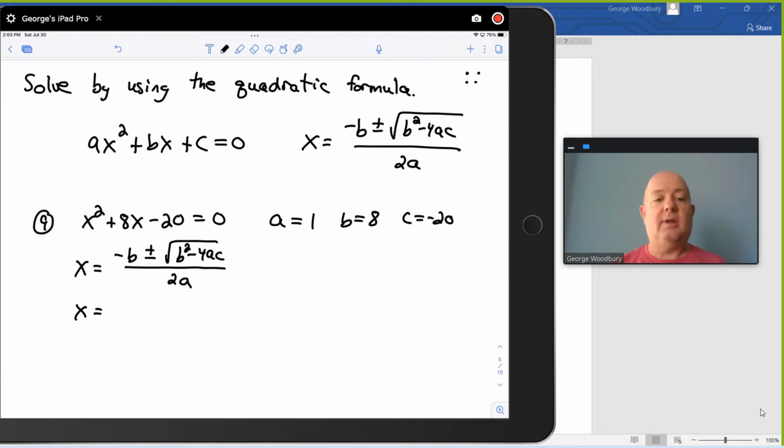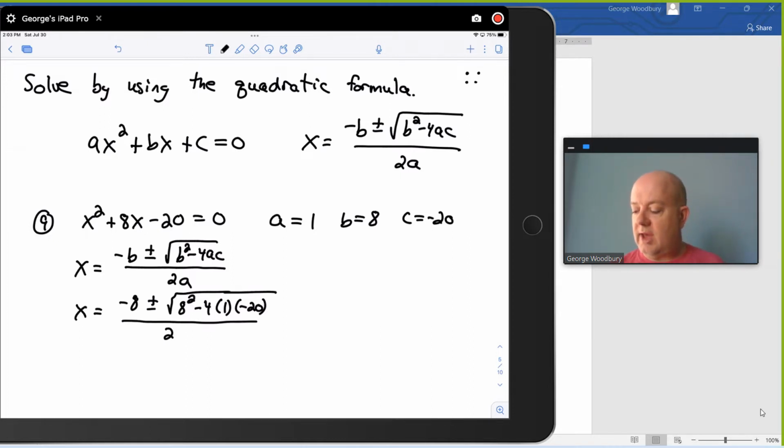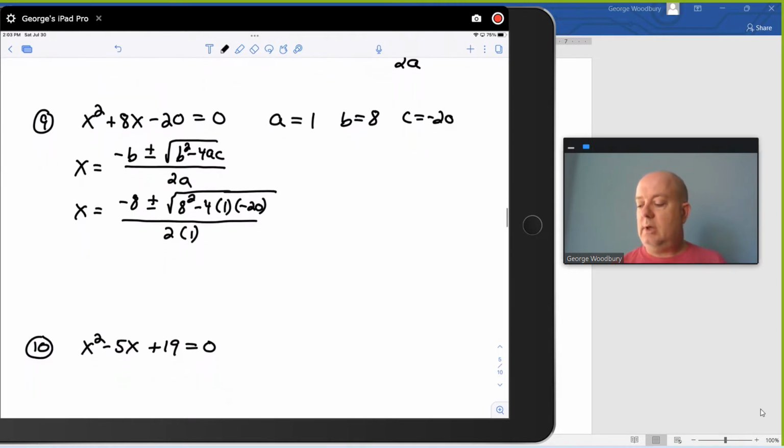X equals negative b, or the opposite of b. And here that's going to be negative 8 plus or minus the square root of b squared, that's 8 squared, minus 4ac, that's minus 4 times 1 for a times negative 20 for c. And that's all going to go over 2 times a, or 2 times 1. We want to simplify what's inside the square root, the radicand, as well as the denominator. So we'll do that next.